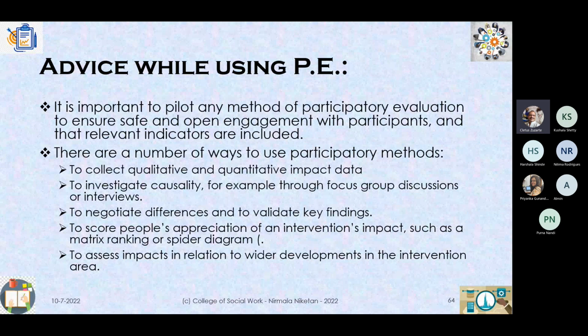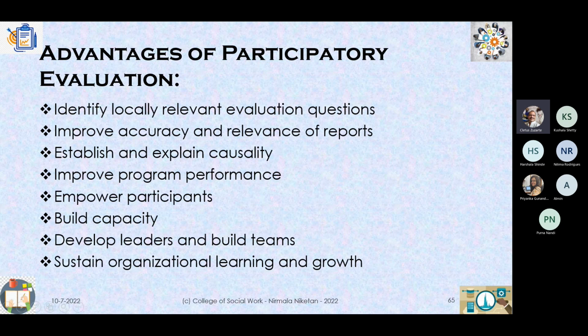There's some advice given by the author whose article I referred to. There are a number of ways in which you can use participatory methods to collect quantitative data, to investigate causally, to negotiate differences, to score people's appreciation, and to assess impacts in a wider area. Advantages: you begin to look at locally relevant questions. You are accurate with regard to your report. Of course, the program will improve automatically. The very process itself will deliver the results. By the time you end your evaluation, you don't have to work much with the community. They will know what to take forward. It builds capacity, it develops leaders. At the end of the whole process, you have developed a whole cadre of leaders who will automatically take your project ahead. And of course, it will sustain the organization's learnings.